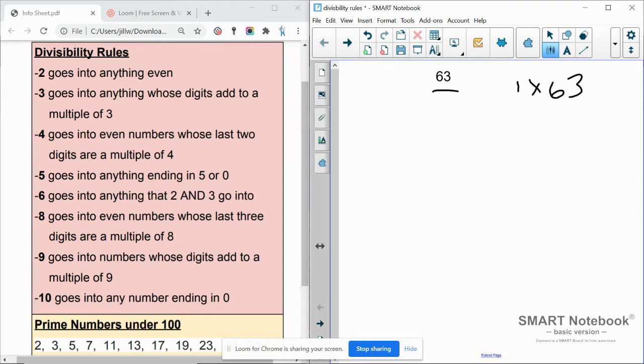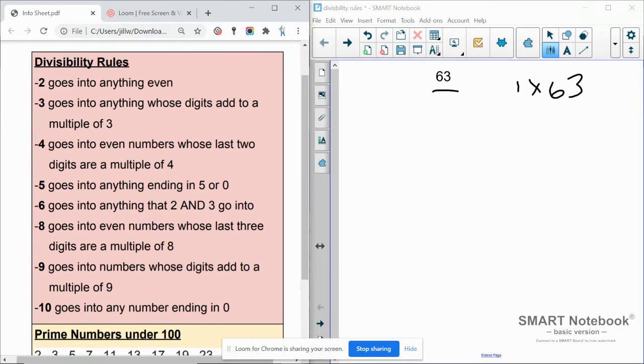2 goes into anything that's even. I'm looking at the divisibility rules. 63 is odd because it ends with a 3, so 2 does not go into it. Now let's check the divisibility rule for 3. It says 3 goes into anything whose digits add to a multiple of 3. So 6 plus 3 is equal to 9. Does 3 go into 9? Yes, it does. So 3 does make 63.